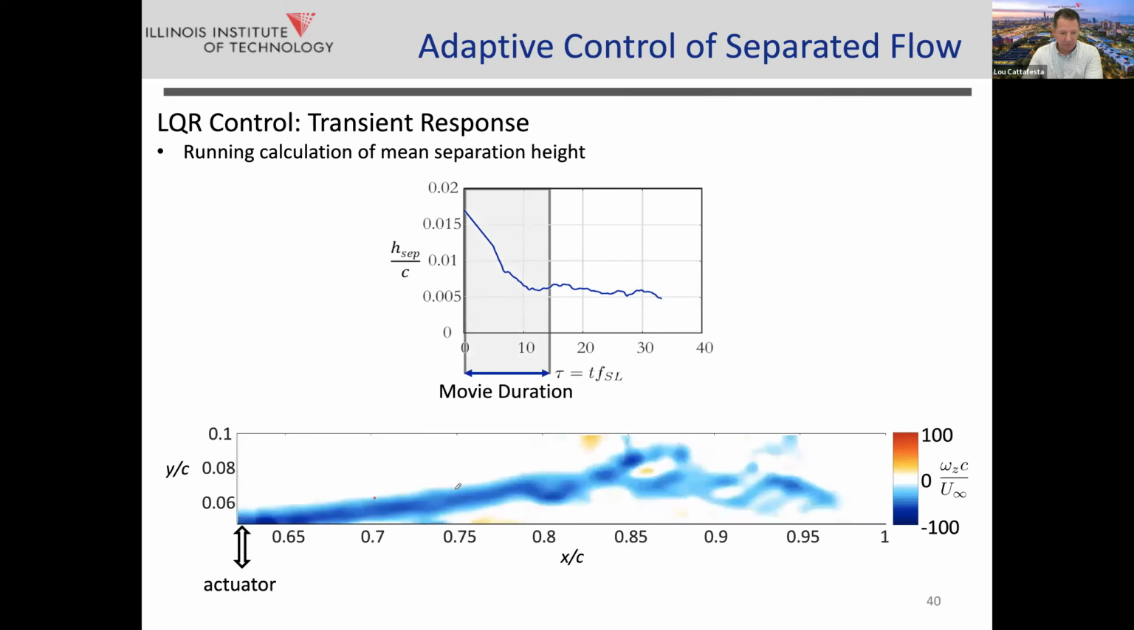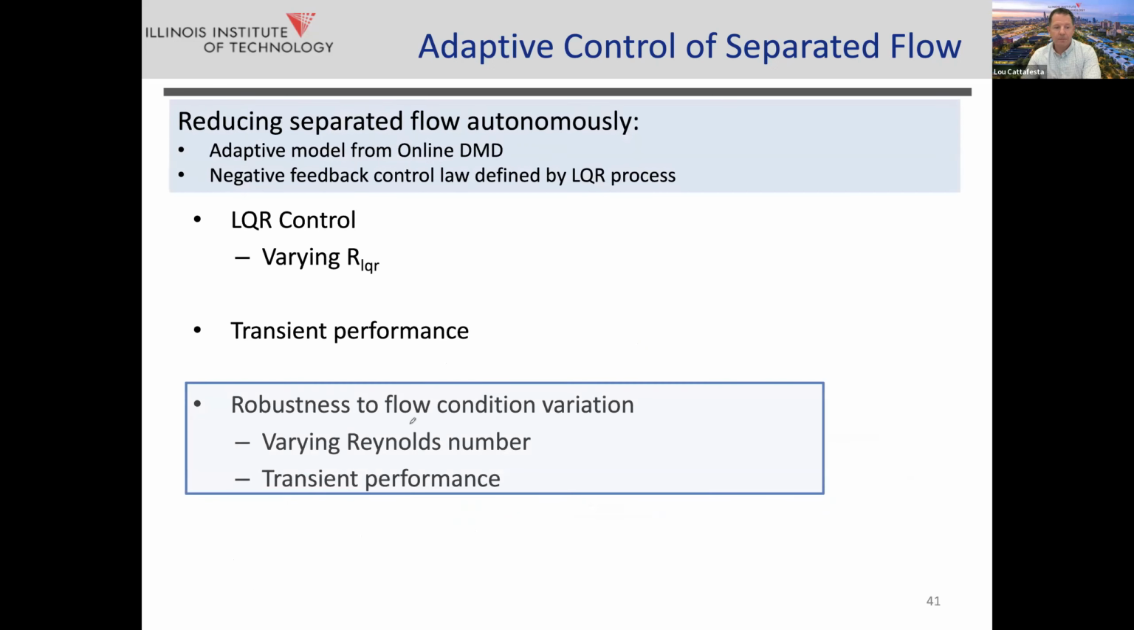I wish I could play this movie for you, but essentially it shows you the initial time over this, and it doesn't want to play for some reason, but essentially what happens is you can see the shear layer just attach and create a turbulent flow thereafter.